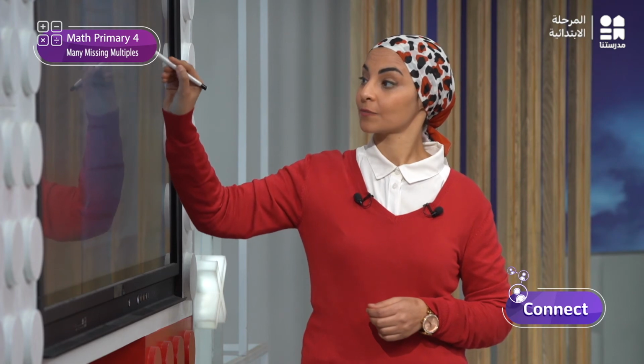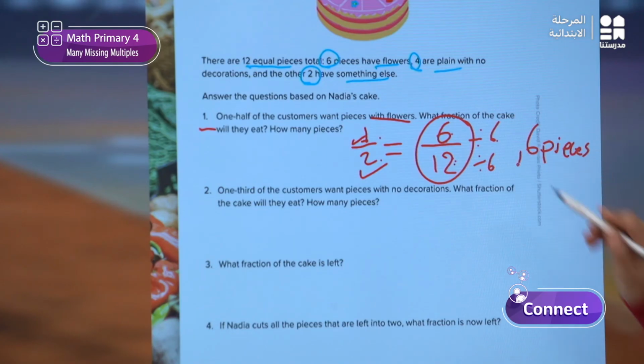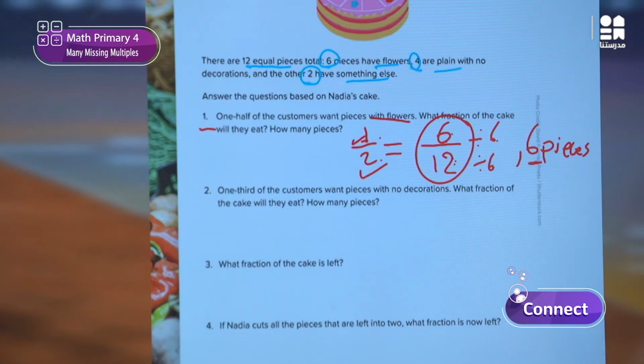Okay, the number of pieces is how many pieces? Yes, it is 6 pieces. So the number of pieces is 6 pieces. Now if we count the decorated pieces, we will find that it is 6 pieces.